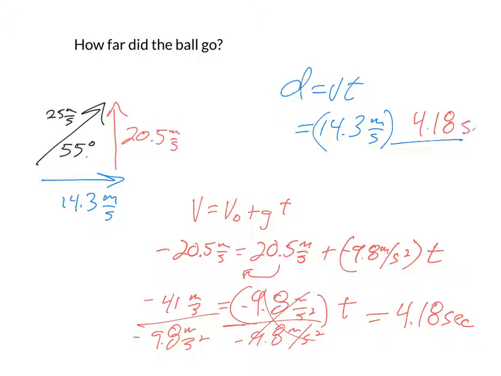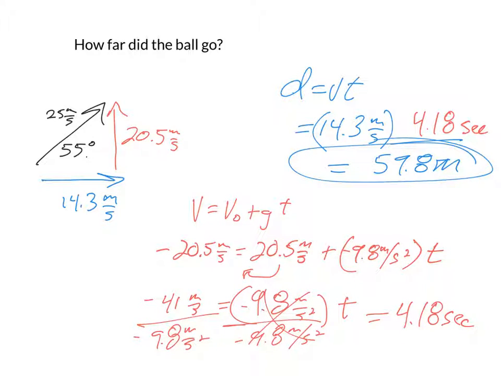That goes up here. I'm going to multiply that by 14.3, and I get 59.8 meters. That's how far it went. All right. Woo-woo, woo-woo. Done a million of those. Let's do the part to see if it goes over the fence.